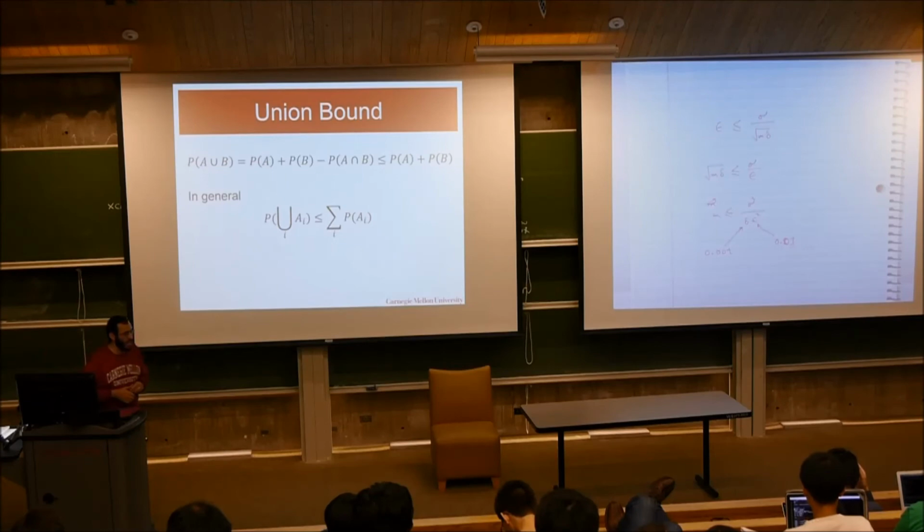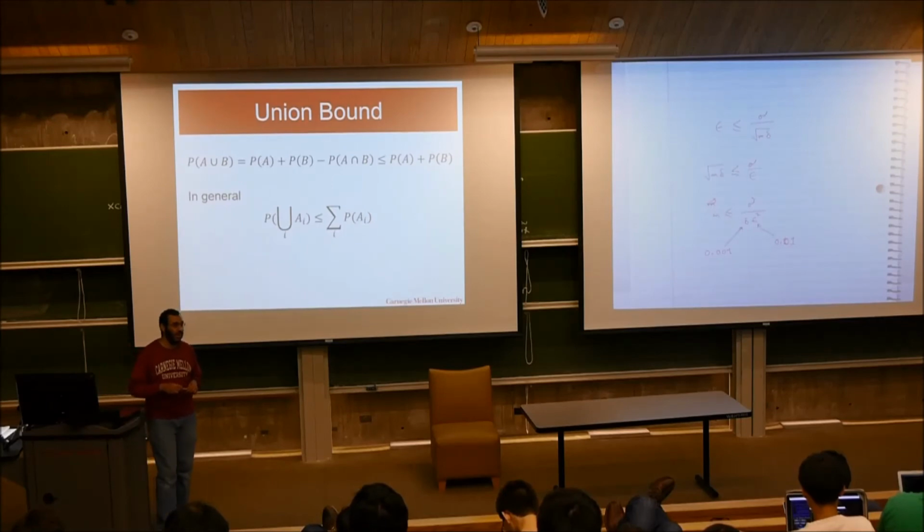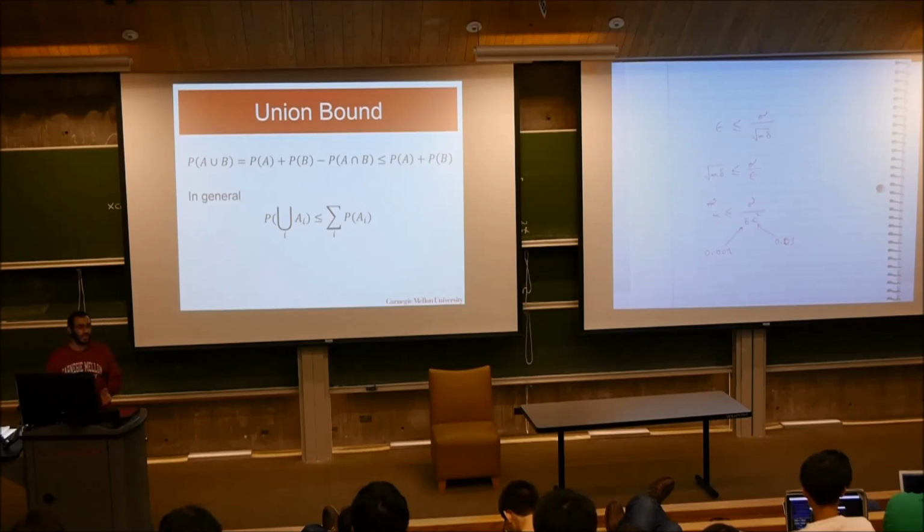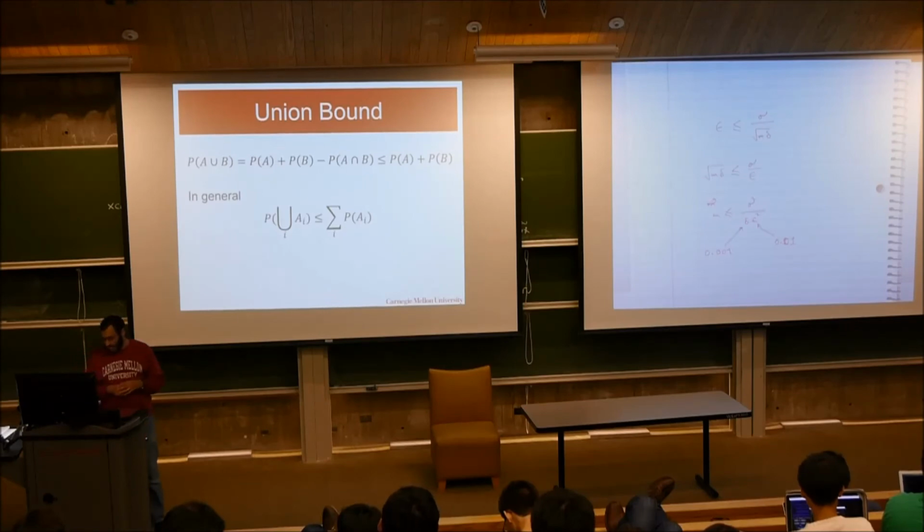The first tool, and it's a simple one. Despite its simplicity, you can be amazed by how widely used it is. The union bound relies on the simple probability fact that the probability of A union B is equal to the probability of A plus the probability of B minus the probability of A intersection B. And that's less than or equal to the probability of A plus the probability of B.